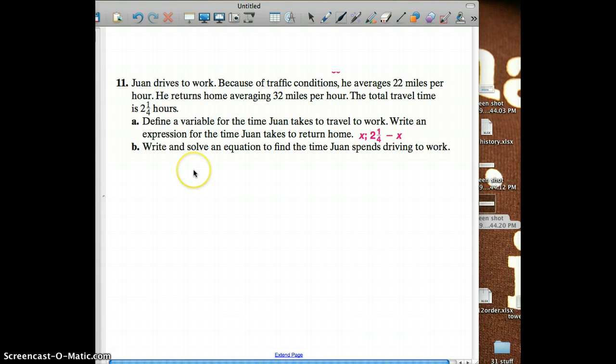Question 11 looks at Juan driving to work. Because of traffic conditions, he averages 22 miles per hour. He returns home averaging 32 miles per hour. The total time of the trip is 2¼ hours. So we need to think about the fact that Juan is driving to work and then back. So if you think about that, the distances are going to be equal. The distance to and from work are going to be equal.